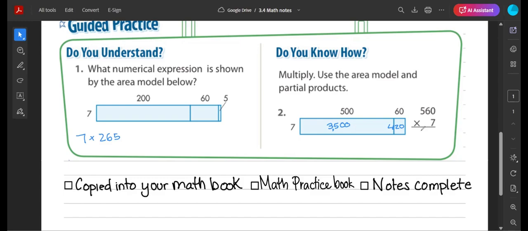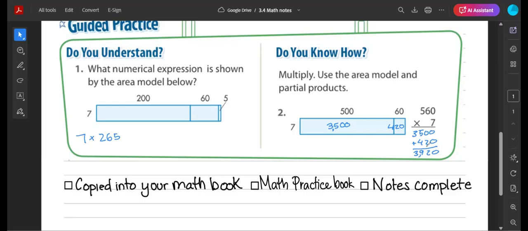So now if you're solving this, you could also do it as this, 3,500. Make sure you line them up properly, and then 420. When you add both of them up, you should get 3,920. And that's it.